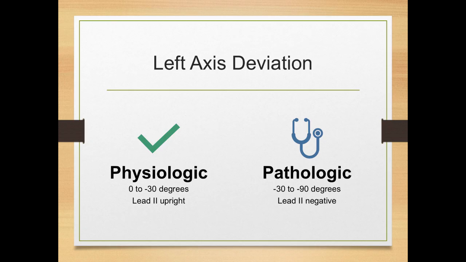If we were to look at the EKG itself, we're going to look at lead 2. In physiologic left axis deviation, lead 1 is going to be upright, AVF is going to be negative, but lead 2 is going to be positive. It's going to be upright. In pathologic left axis deviation, lead 1 is going to be upright, AVF is going to be negative, just like it is, but lead 2 is going to be negative. It's going to be down.